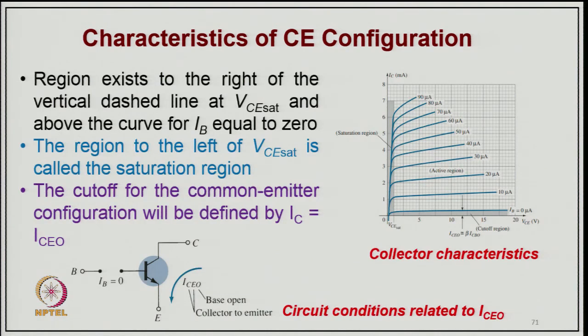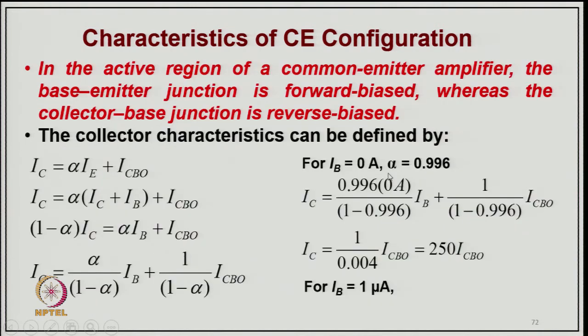This is again the characteristic between VCE and IC with different base currents. The region exists to the right of the vertical dashed line at VCE saturation. The region to the left of VCE saturation is called the saturation region, and the cutoff for the common emitter configuration is defined as IC equal to ICEO in this region. So, we call that the cutoff region, this the saturation region, and of course, this is the characteristic of this common emitter configuration.